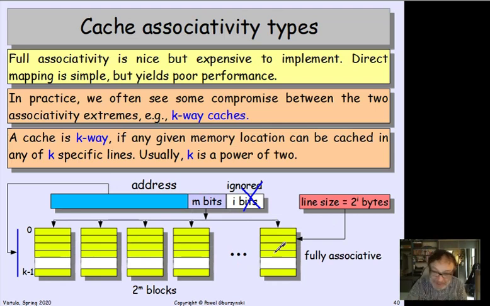So we don't have all the ways, we have just k ways, where k is maybe much smaller than the total number of cache lines. Okay, so this is how we trade between the two extremes.